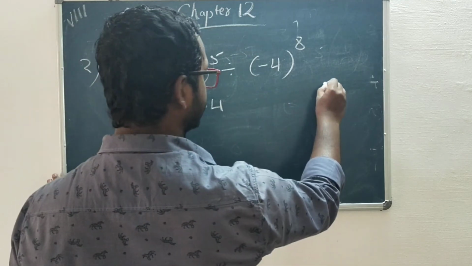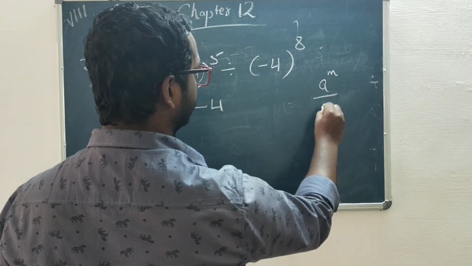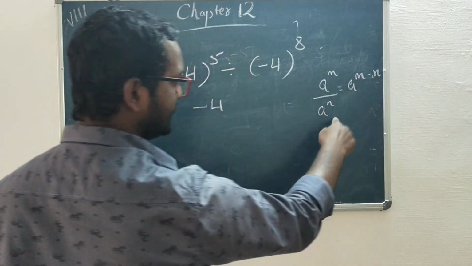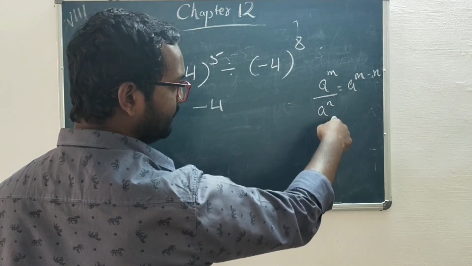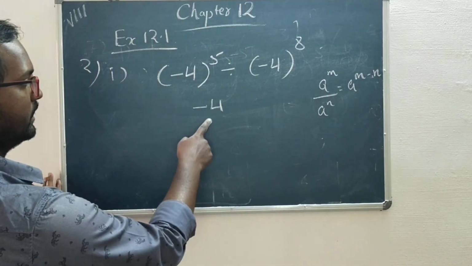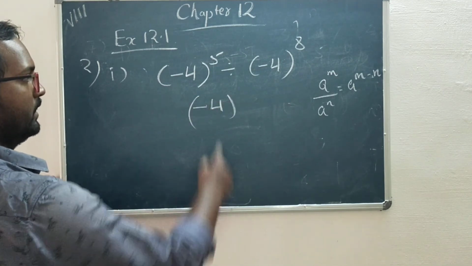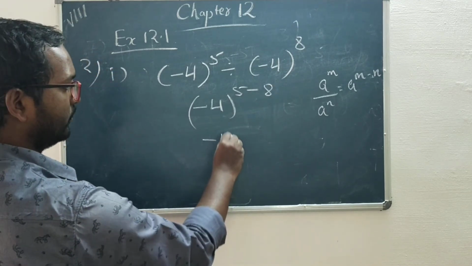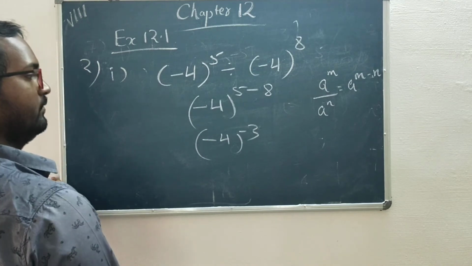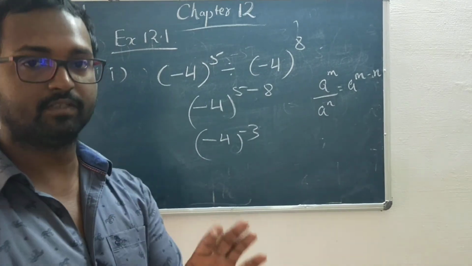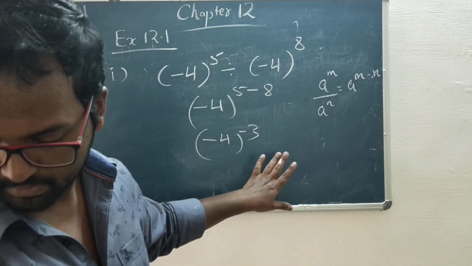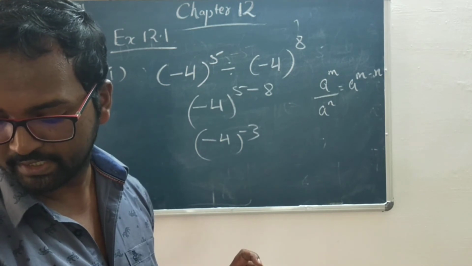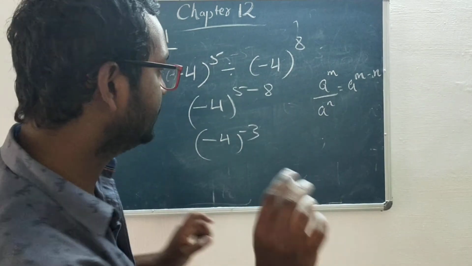You know that formula: a power m divided by a power n is equal to a power m minus n. When the base is same and it's in division, we have to subtract the powers. So here the base is minus 4, the power is 5 and 8, so 5 minus 8, minus 4 power minus 3. We have to express, it's clearly saying do not stop from here. It says very clearly, simplify and express the result in power notation with positive exponents. You have to bring the power to positive.